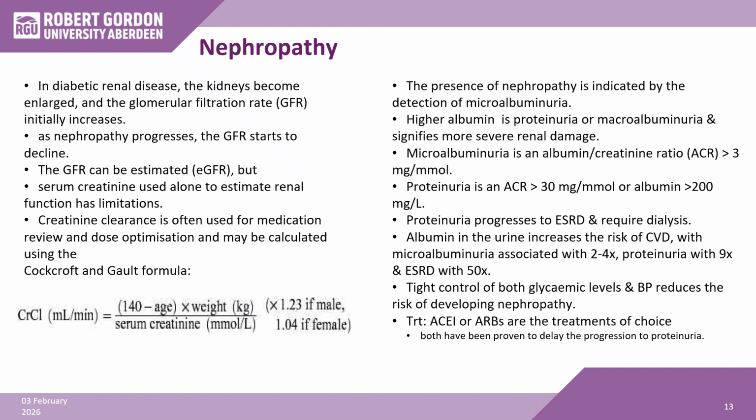Tight control of both glycemic levels and blood pressure reduces the risk of developing nephropathy, and this progress can be reduced by using ACE inhibitors or ARBs. Okay, and these are the drugs of choice. Both have proven to delay the progression to proteinuria.